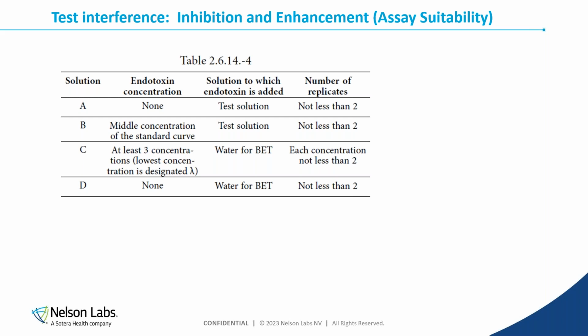And if we look at what's in the pharmacopoeia, this is what you have to do to assess this. If we are talking about assay suitability of an LAL assay, we have to test your solution neat, without adding anything. We have, in this table, solution A. We test your test item or your product by adding endotoxins equal to the middle concentration of our standard curve. We have to include at least 3 concentrations of endotoxins diluted in water. So that's actually our dilution series, and we have to test the water.